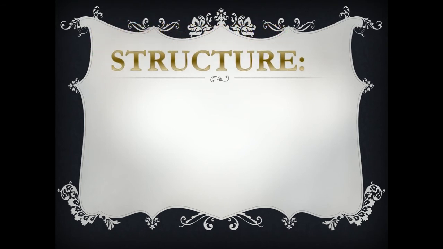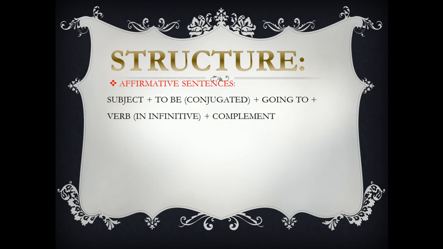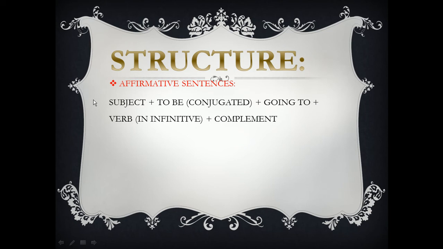Okay, and let's continue with the structure of the sentences. We're going to start with affirmative sentences. So, this is the structure. Subject, to be conjugated, going to, verb in infinitive, infinitive is no conjugation, and complement.